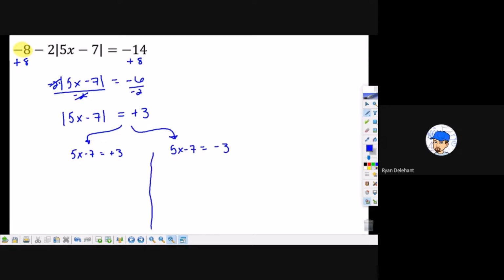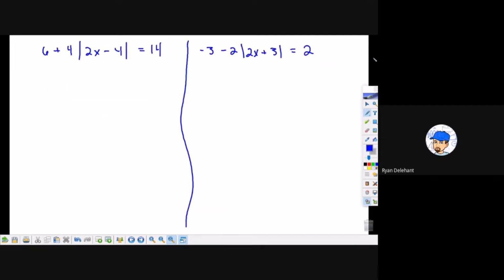Solve one, then solve the other. So we're going to add 7. All I'm going to do, this is just normal solving a linear equation. Divide by 5. And that x is 2. We do the same thing here. Add the 7. So we get 5x is positive 4. So then x is 4 over 5, which is also 0.8. Either one's fine. You could leave it as a fraction or you could write it as a decimal if it comes out terminating.